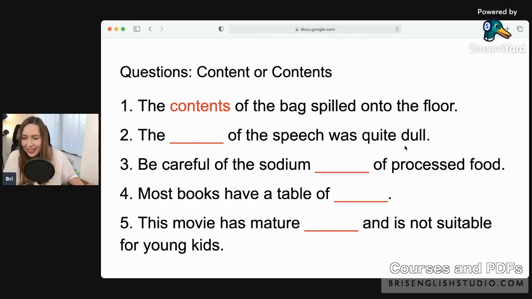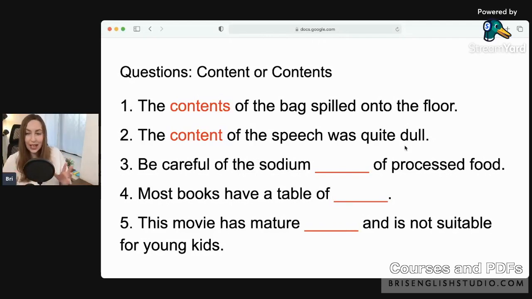Oh, very good. I see Saful, Javed. Nice. The correct answer here is content. The content of the speech was quite dull. So remember, content without an S: we can't really touch it. In writing, in speeches, in films and music, the things that we can't touch.